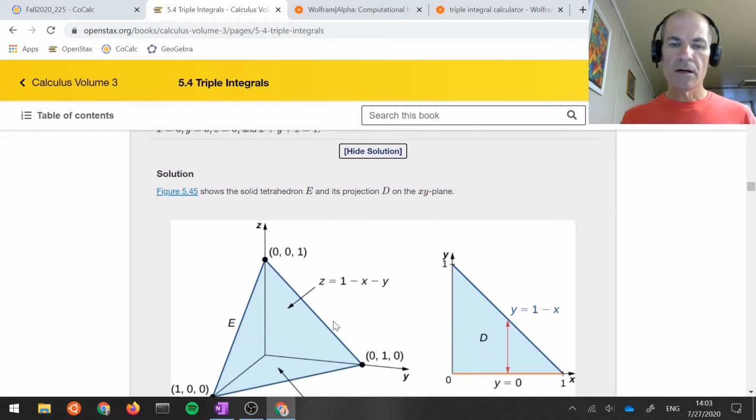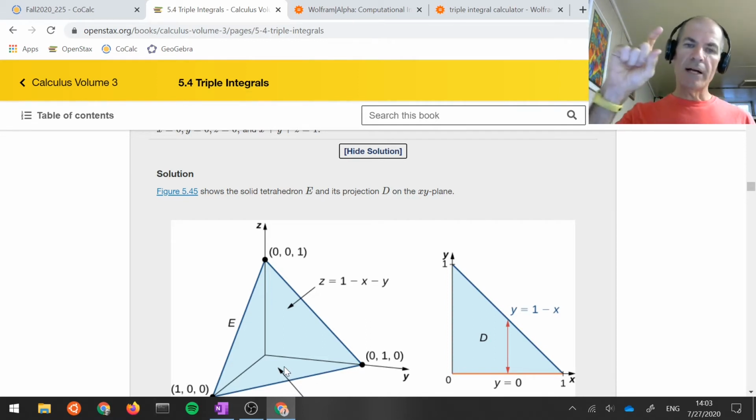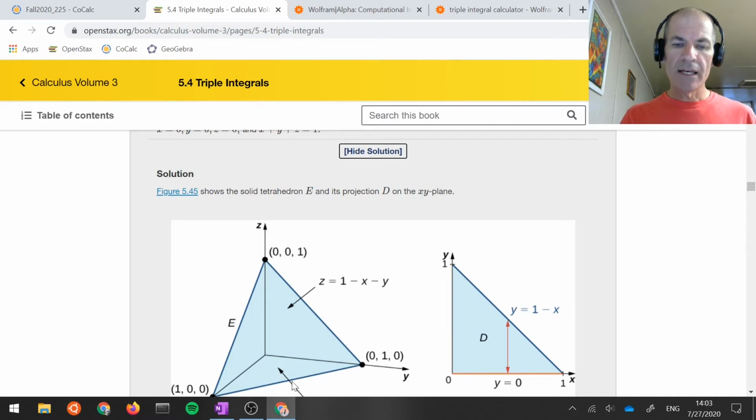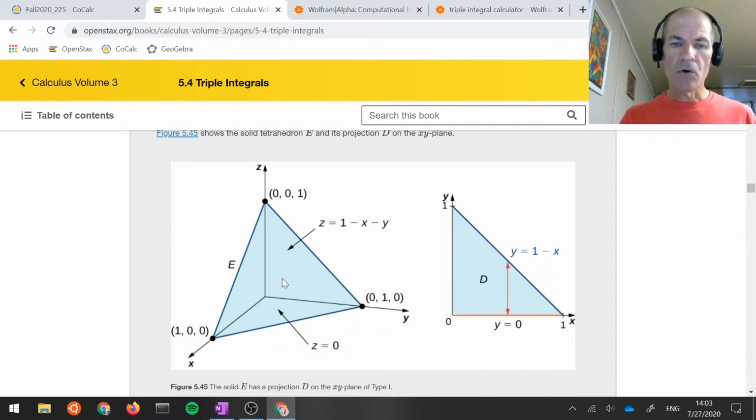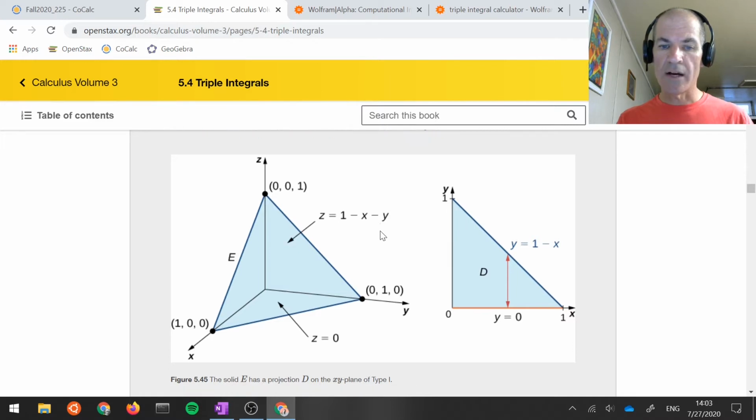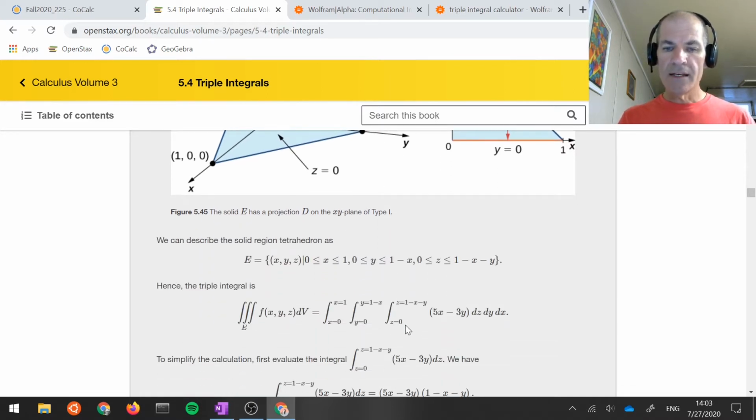Doing so, a line in the z direction, a line that's parallel to the z-axis, always starts in the xy plane, z equals 0, and always ends on the slanted face of the tetrahedron, which we can describe as z equals 1 minus x minus y. So that inner integral with respect to z has limits 0 and 1 minus x minus y.